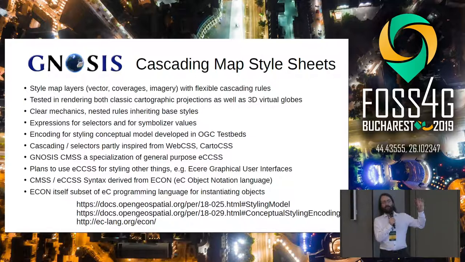At the foundation for the GNOSIS CMSS, it's an encoding in the OGC testbeds. We've been working on a sort of conceptual model for styling to try to achieve styling interoperability, which is a really big challenge. I think it's been going on for many years, and it will probably keep going for long again. But the idea is to have one conceptual model, but different encodings for it. So our CMSS is trying to be very generic, very close to the conceptual model, very easy to translate to different other styling languages, for example.